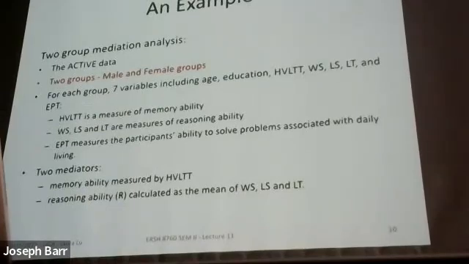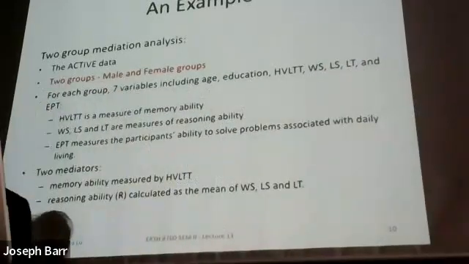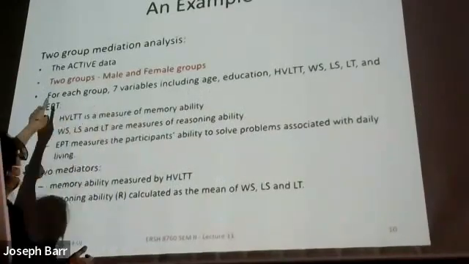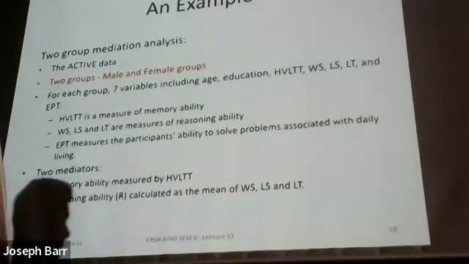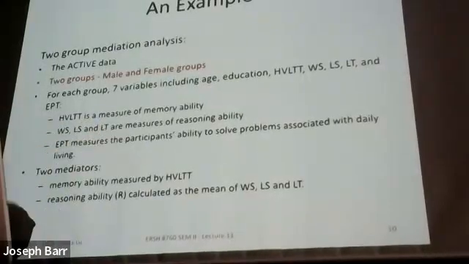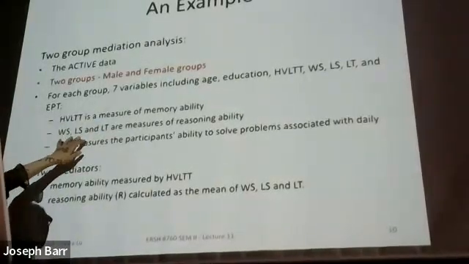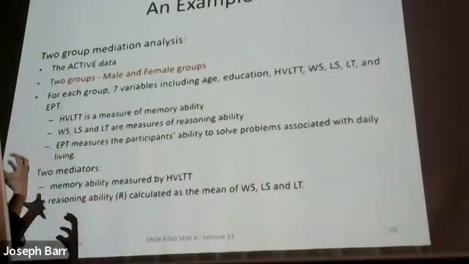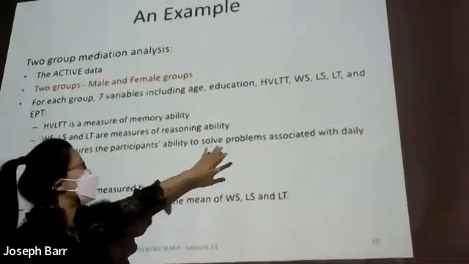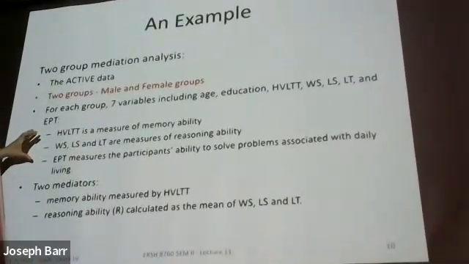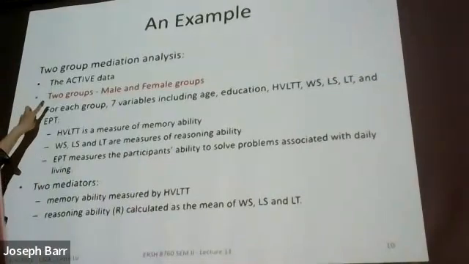So let's look at the old data we used in previous SEM models. Now we have two groups, male and female. We still use the HBLTT, which is a memory test. LSLT measures reasoning abilities, and EPT is our dependent variable, which measures a participant's ability to solve problems associated with daily life. All of these are the same as before, but now we include a new grouping variable, gender, male and female.